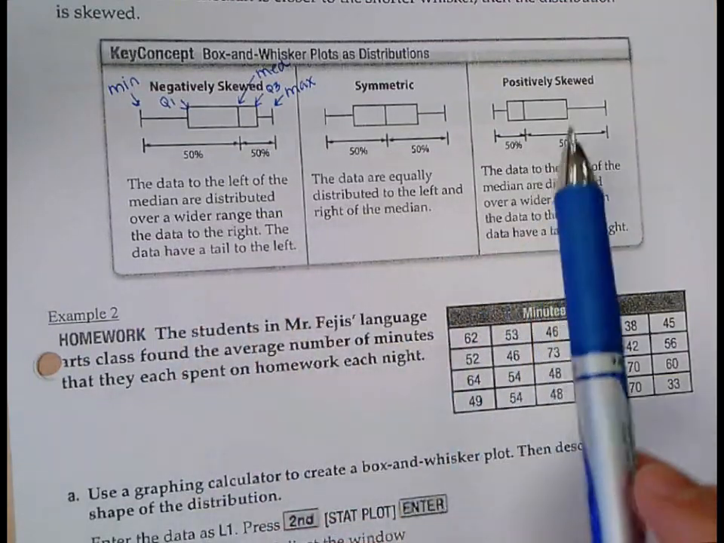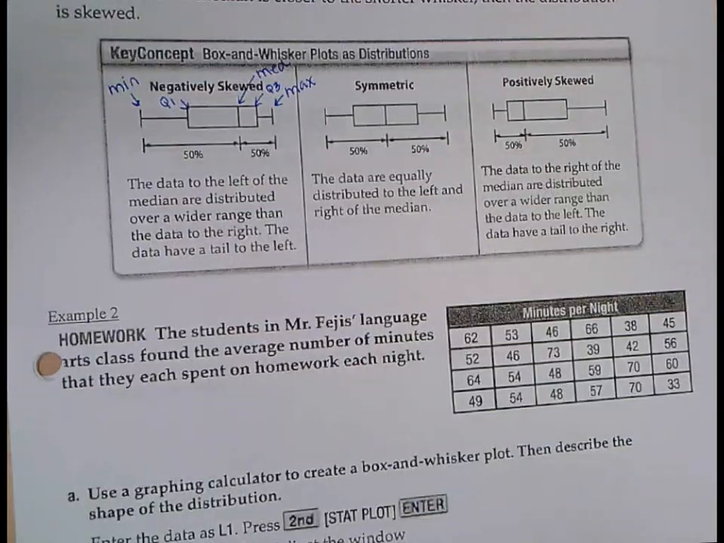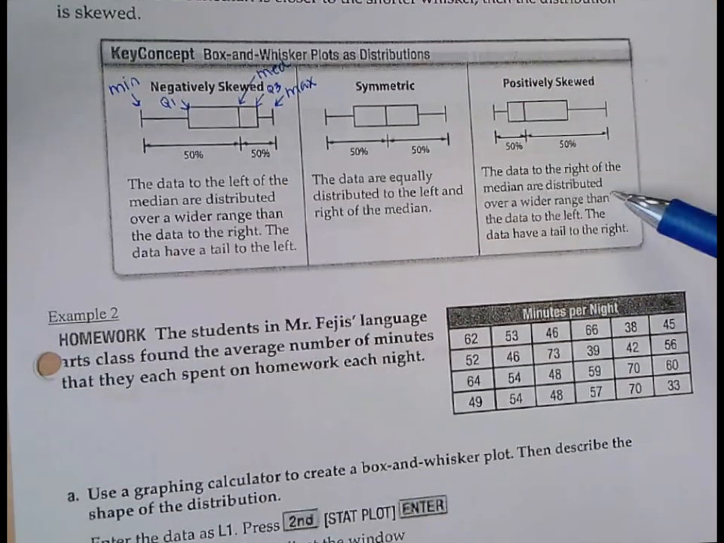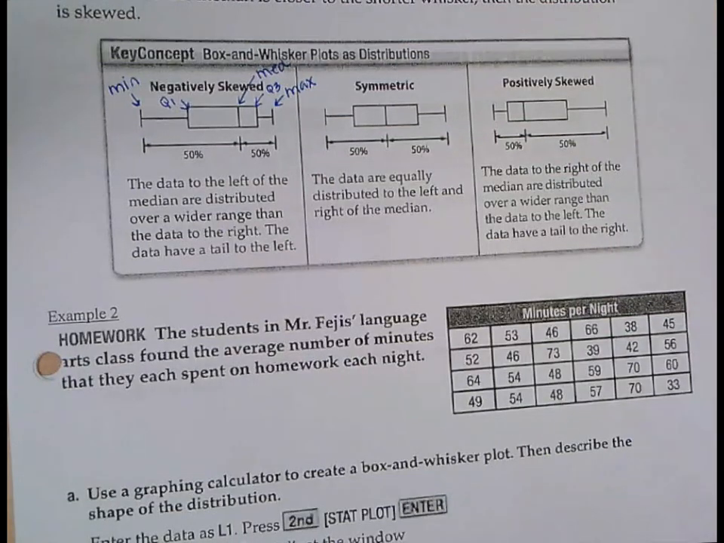Data have a tail to the left, and then positively skewed would be the opposite. The data to the right of the median are distributed over a wider range than the data to the left, and then there's a tail on that right side where it's distributed more widely.